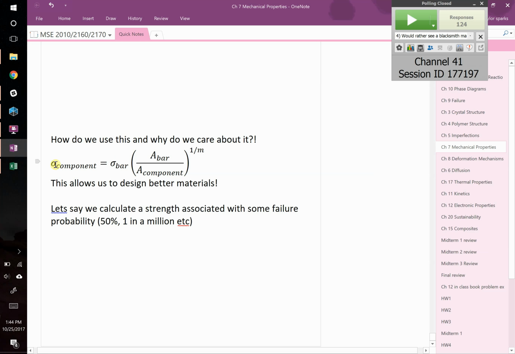So the sigma of your component, which is going to be bigger than the bars you tested, equals the sigma of your bars, the stress that they could survive, but you have to multiply it by the ratio of the effective areas of those things, right? And raise that to the 1 over m. So I think we're out of time. Next class we'll do one last example of this where we take that into account. Okay, we'll pick up next time.